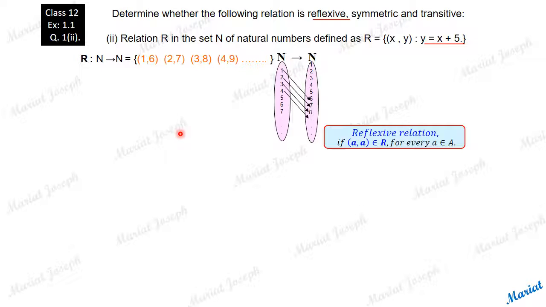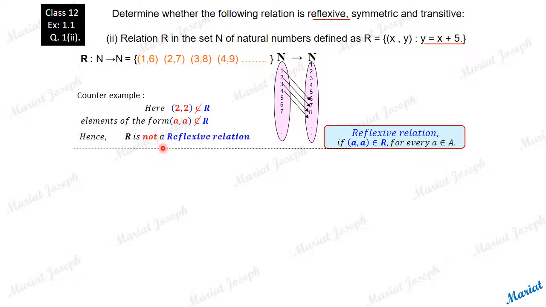So how do we express it? We show one example. Here (2, 2) is not included in the relation, as we know 2 plus 5 is not equal to 2. So this example acts as a counterexample, an example which goes against the definition of reflexivity. So we say this relation is not a reflexive relation.